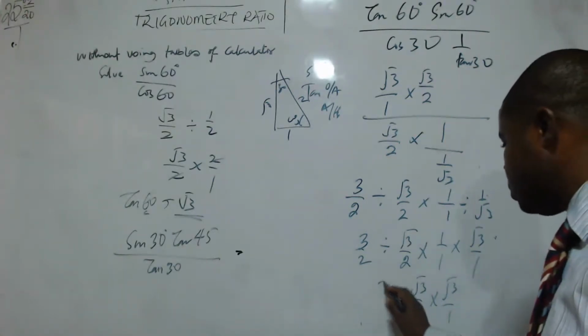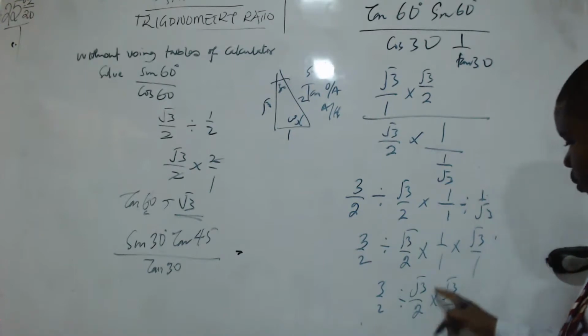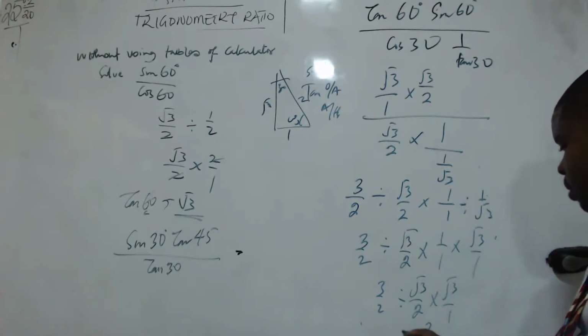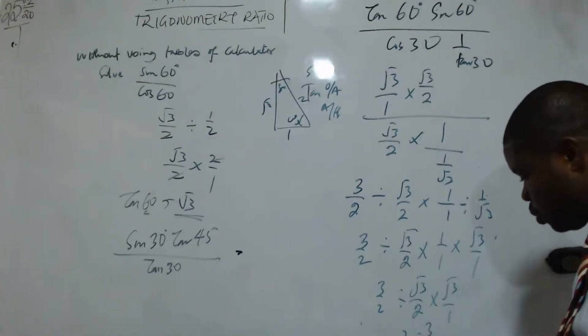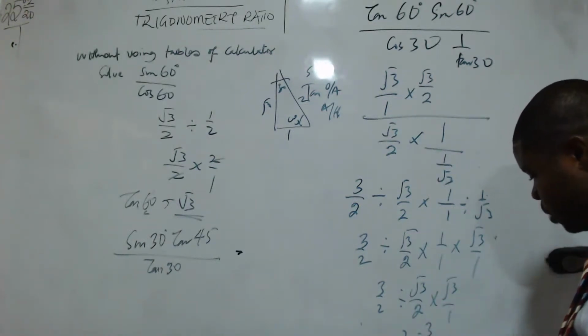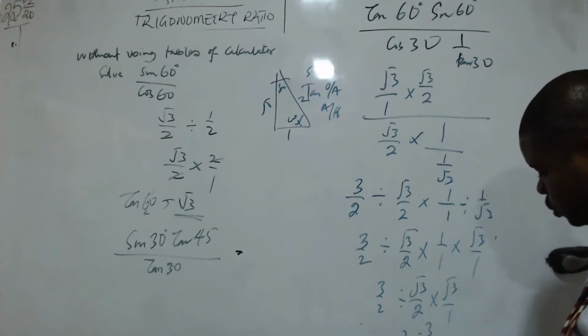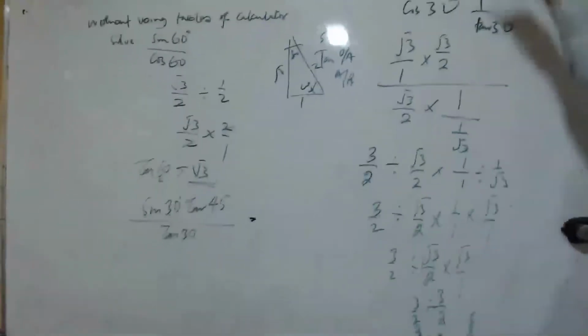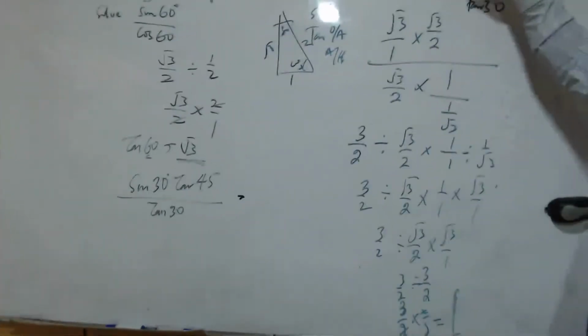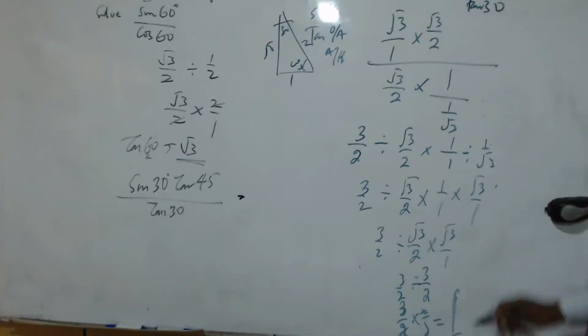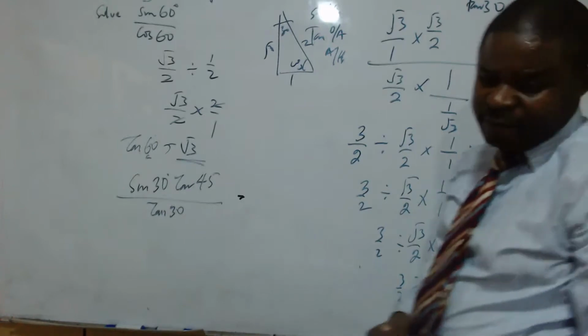Now divided by 3 over 2. This times this, we are going to have 3 over 2, divided by 3 over 2. So you have 3 over 2 times 2 over 3. So 2 goes with 2, 3 goes with 3. Our answer is 1. So tan 60 times sine 60 divided by cos 60, times 1 over tan 30, our answer gives us 1. That is the answer to the question.